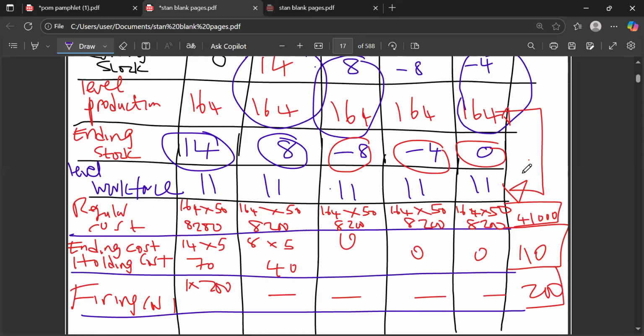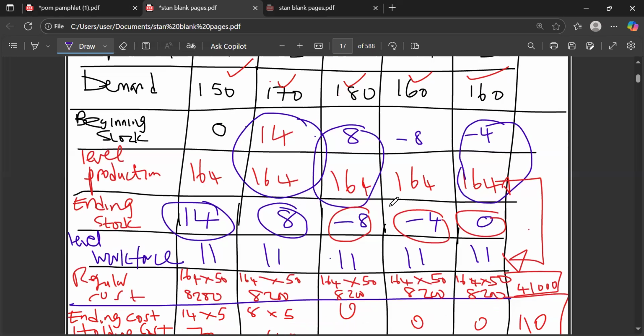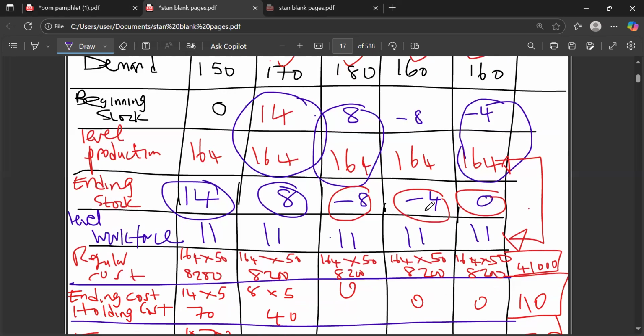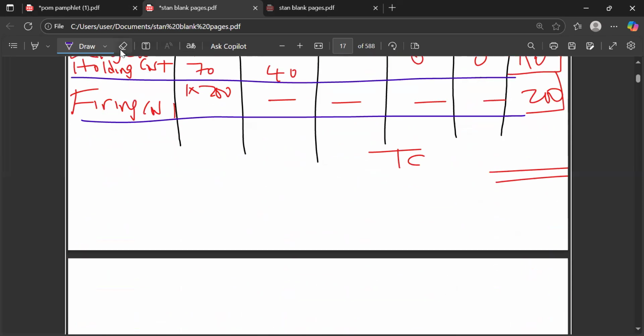Is that okay? Sorry, I'm losing you a bit. You sound far. Okay, I'm saying that we maintained what workforce? We have 11. But this workforce that we maintained couldn't meet the demand in week 3 and 4. We had a shortage of how much? -8 and -4, right? Okay, thank you for understanding.